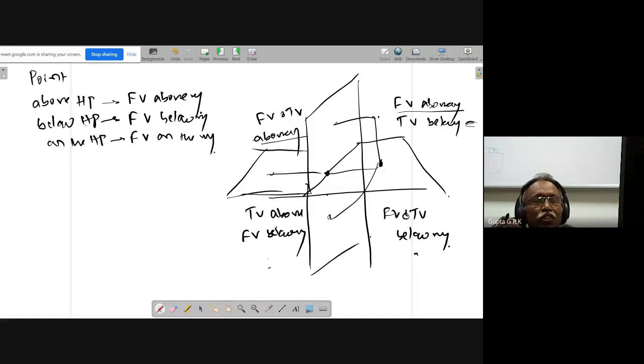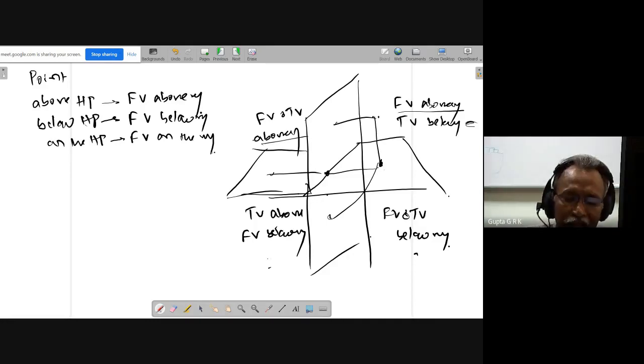If I am given a point above HP, front view above XY. A point below HP, front view below XY. A point on the HP, front view on the XY. If I am sure of the position of the point with respect to HP, I am sure about the position of the front view. So the data related to HP goes to front view.